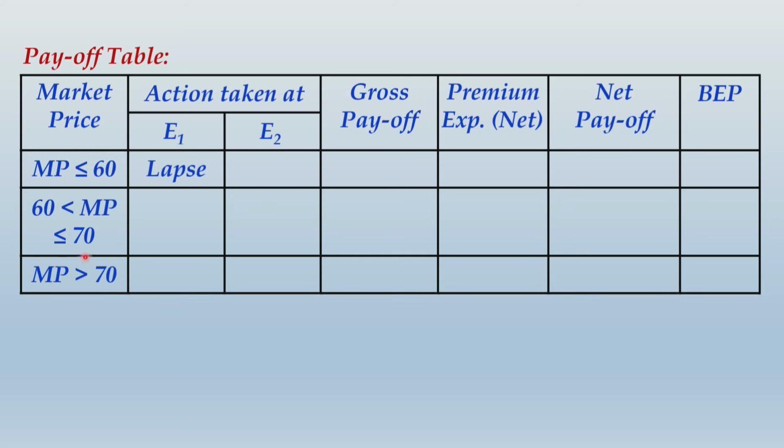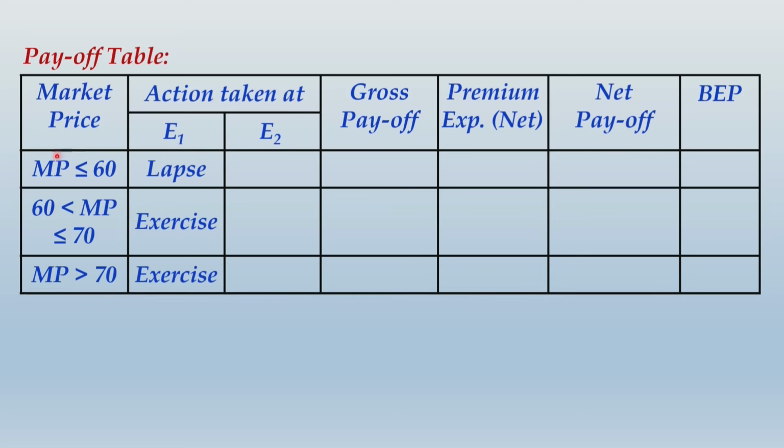What happens in this market price range? Market price is greater than 60 and E1 is 60. So market price greater than 60, definitely E1 will be exercised. Here E1 will be exercised but E2 will not be. Anyway, we will talk about E2 a little later. First, focusing on E1 only, because market price is greater than 60, at E1 the option will be exercised, and when market price is greater than 70, obviously it is even greater than E1, so the option will still be exercised. So you know one thing, in the action column there could be only 2 possible actions, either lapse or exercise.